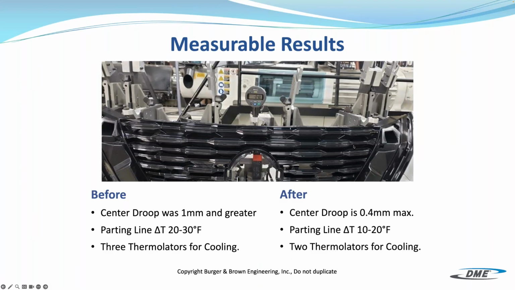And what the measurable results were is before they had a center droop of 1 millimeter and greater, a parting line delta T of 20 to 30 degrees Fahrenheit, and they were also using 3 thermolators for cooling. Afterwards, they were able to reduce the droop to 0.4 millimeter max, so they were able to take 60% off. They were also able to take 10 degrees off the delta T parting line temperature. And then they were also able to reduce from 3 thermolators to 2 thermolators because they balanced it and they saved water capacity for their other zones.